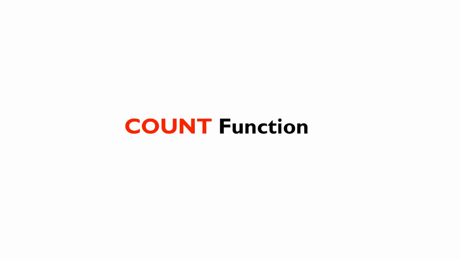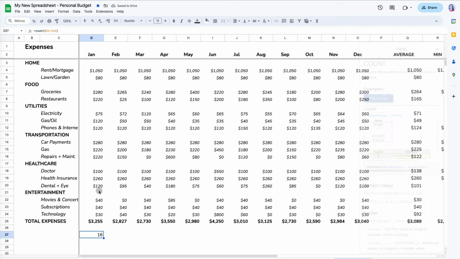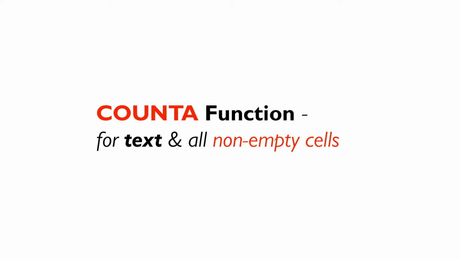If you need to count cells with numeric values, you can use the COUNT function and select the range to count. It counts cells with zeros but won't count any empty cells. Often though, you need to count cells with text.